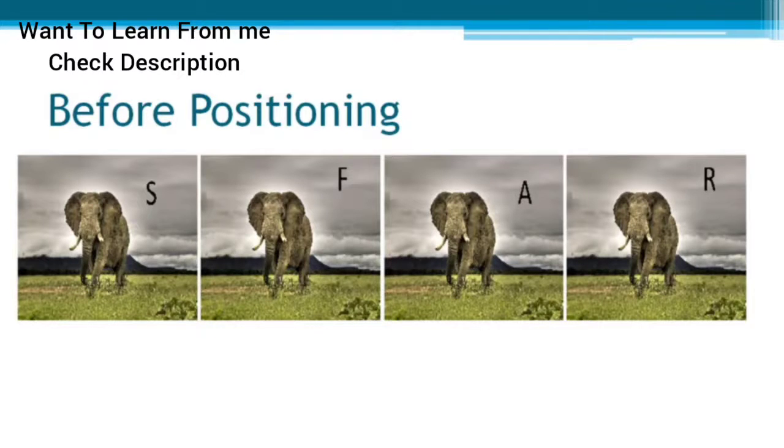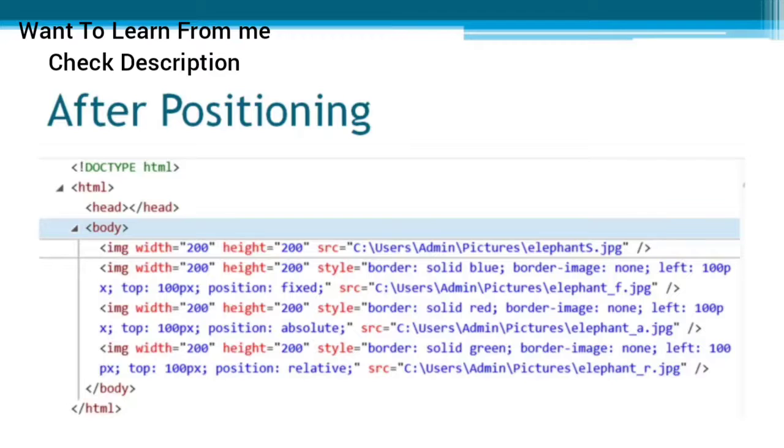Now next we will see after positioning. What I have done is I have applied the positions to all those 4 images. The first one will be positioned as static. The second one, the position is fixed. The third one is absolute, and the fourth one is relative.